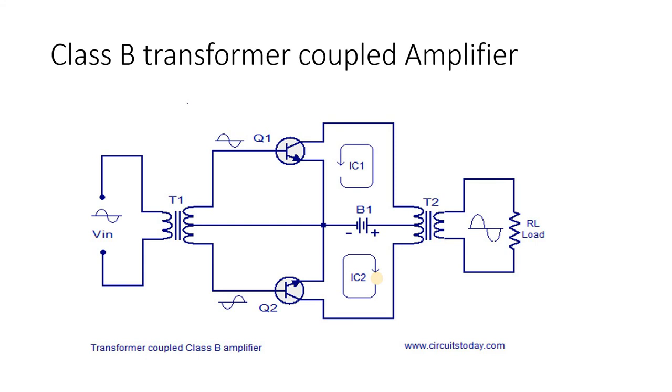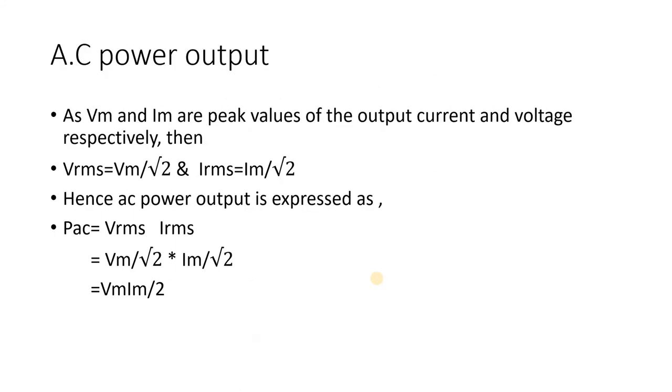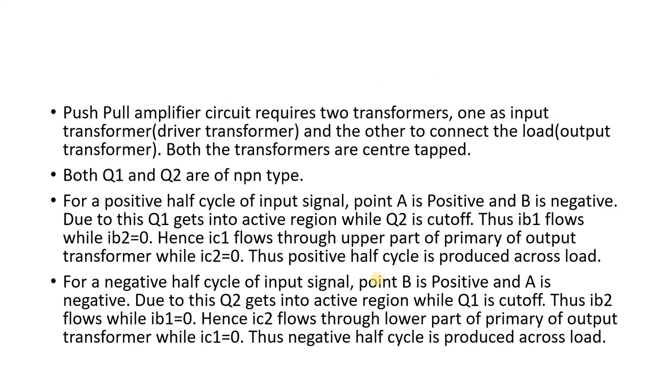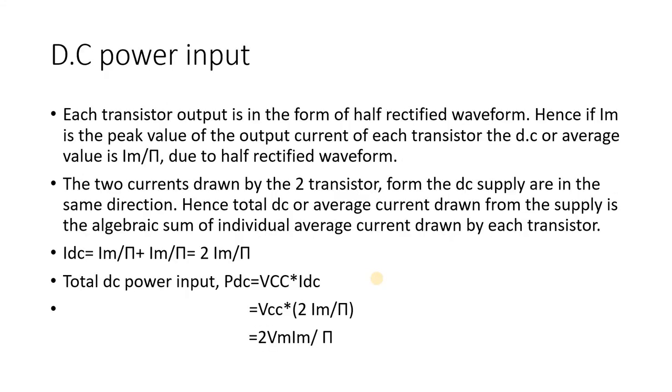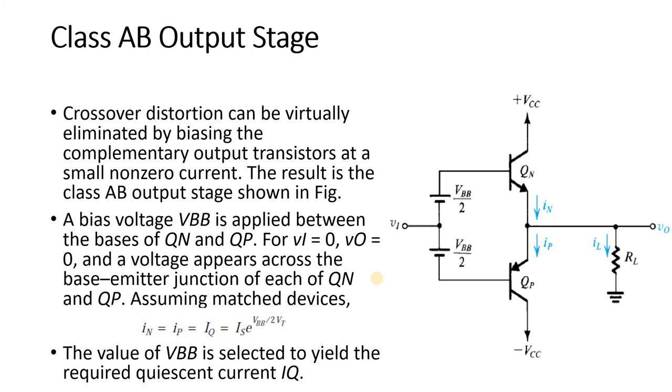Next, in class B, if we want to achieve more efficiency, then we can use transformer coupling, coupling the transformer at the output side as well as at the input side to achieve better efficiency. Then calculating the DC input power and the AC output power, and then the efficiency, you will get 78.5%. So the efficiency of the class B amplifier is more than 78%, which makes it useful for radio frequency transmitters.